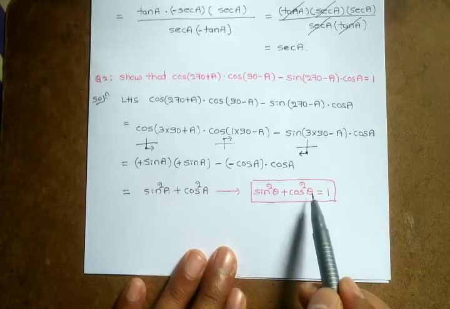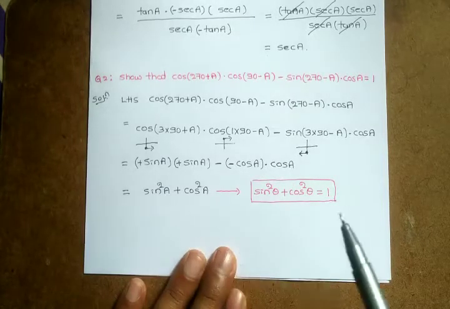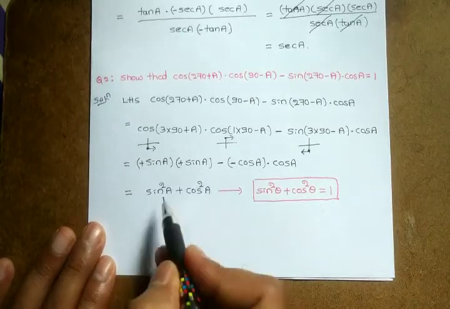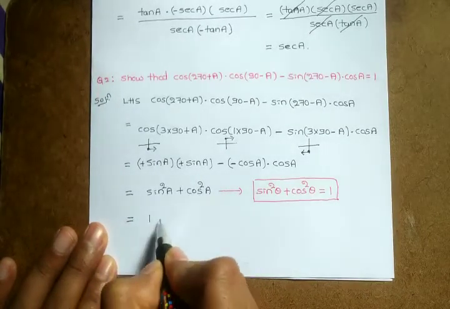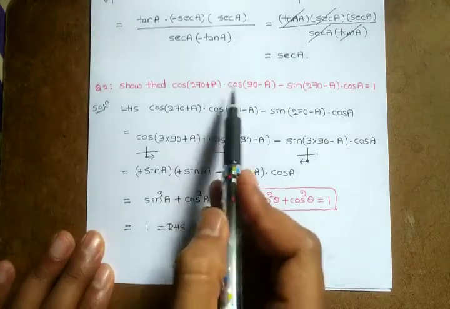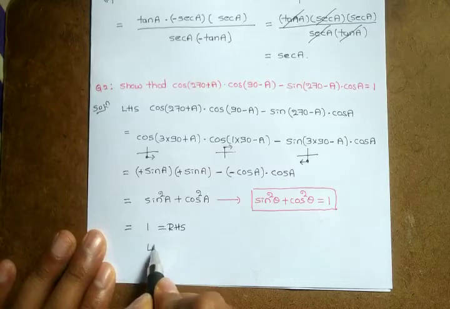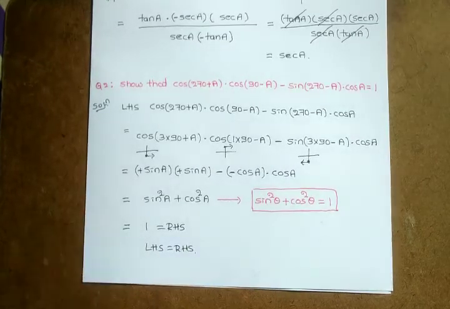Here angle is theta, but here the angle given is A. Therefore sine square A plus cos square A value goes to 1, which is equal to the right hand side. Therefore left hand side is equal to right hand side. LHS is equal to RHS.